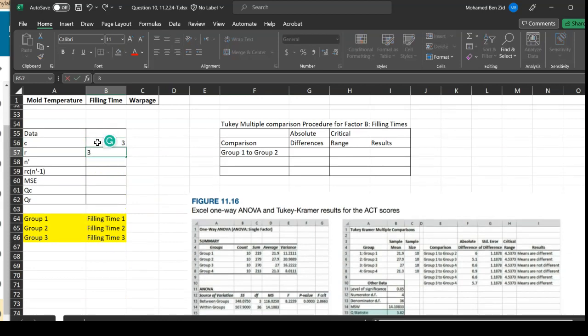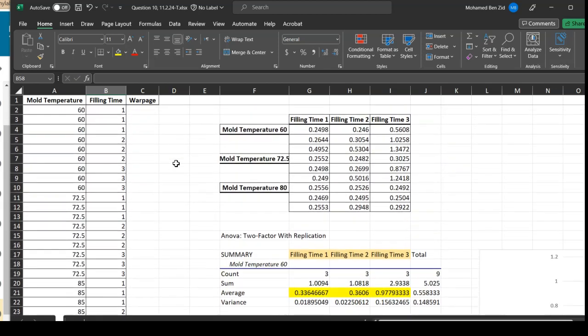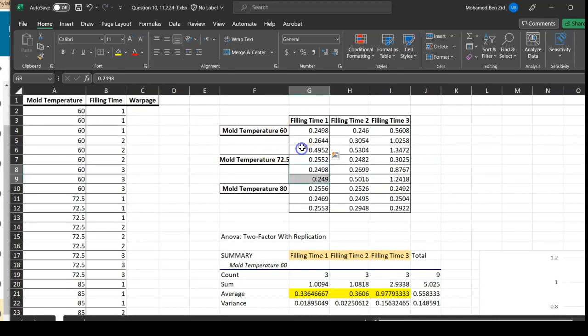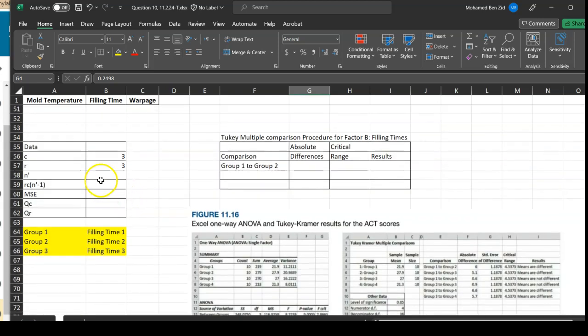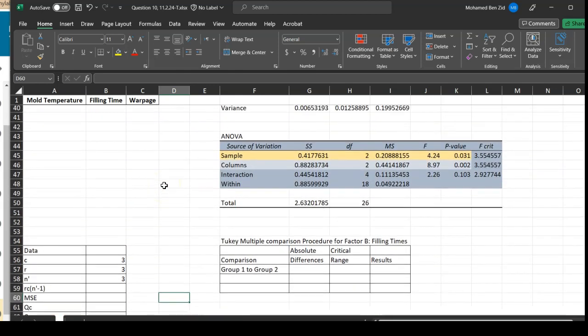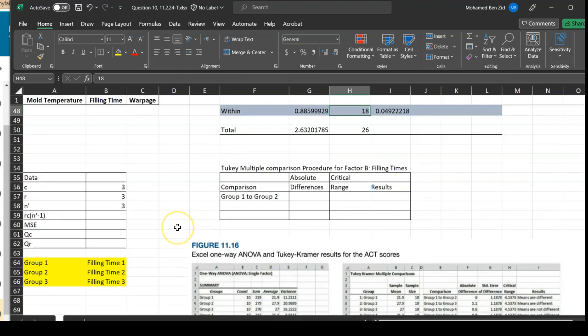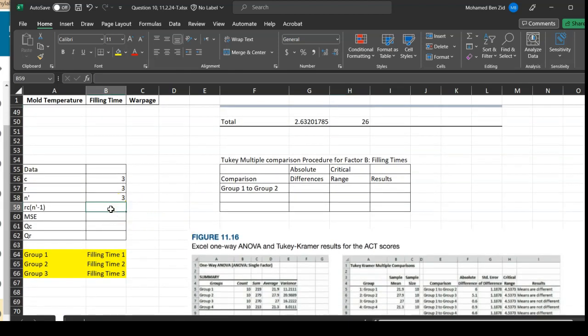Here they are not degrees of freedom, right? So don't mix it up. N prime is the replication, all right? So how many times does the data replicate? Here you can see it is 3 times, all right? And that's going to be N prime. Now, although this is a formula, R times C times N prime minus 1, which is 3 times 3 times 2, and that's going to be 18. However, you can find it right here. So that's the within degrees of freedom, all right? So this is going to be just 18.